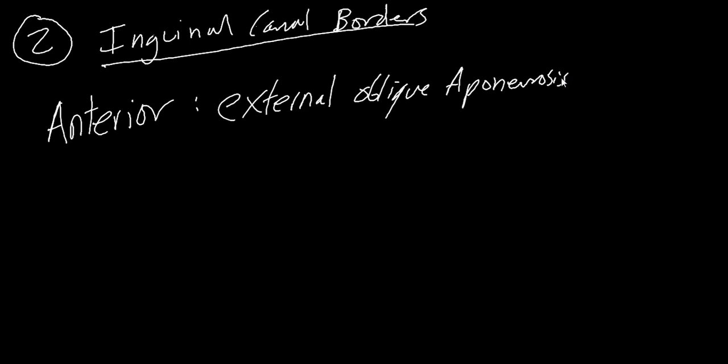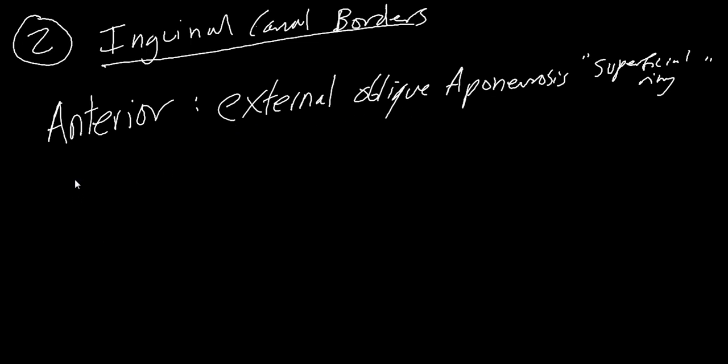The aponeurosis of the external oblique. Remember, this forms the superficial ring. So your superficial ring is going to be your external oblique. This is going to be the anterior component. So if you're looking at a human body, anteriorly is going to be bordered by the external oblique.